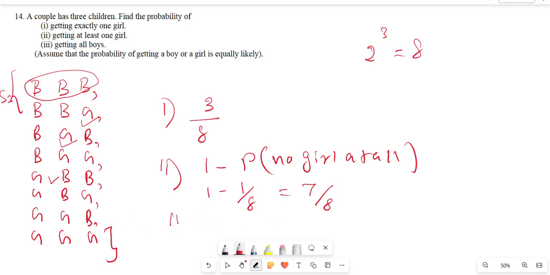And the third one: getting all boys. Getting all boys means all three times you get a boy. That is only from here. Only here you get all boys, and in all the other cases you get at least one girl. So the favorable outcome is 1 and the total is 8, so that is 1 divided by 8. That is the answer for this one. Going this way is very easy compared to the binomial probability formula, which is why I'm not using that method. Okay, that's the end of this part.